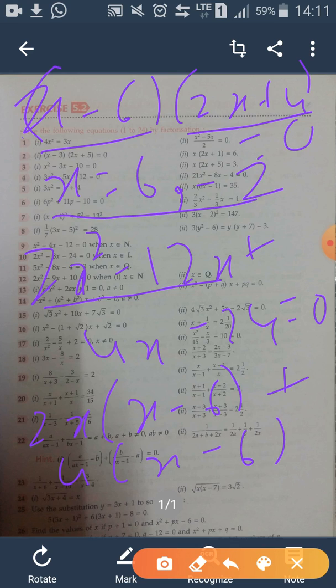Wait, let me check the answer. This is exercise 5.2, sum number 10.